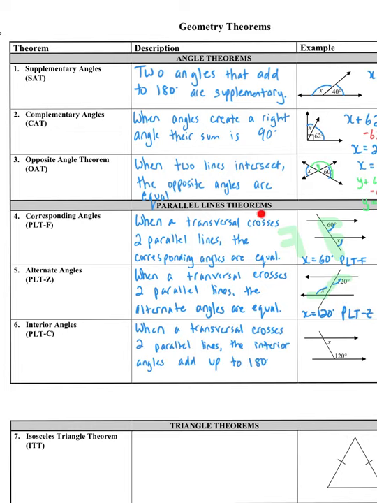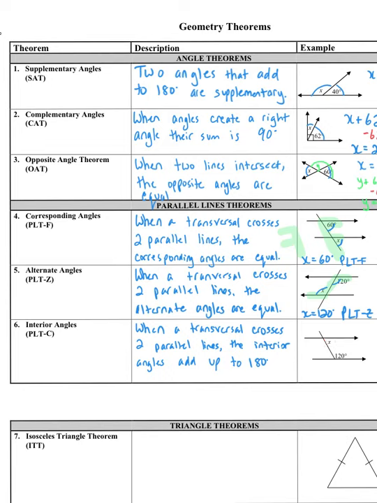The third parallel line theorem deals with interior angles. The theorem says that when a transversal crosses two parallel lines, the interior angles add up to 180 degrees. So again, we have the two parallel lines and the transversal. This time the two interior angles add up to 180 degrees, unlike the other two parallel line theorems where they were the same. And here we can see X is not the same as 120 degrees.